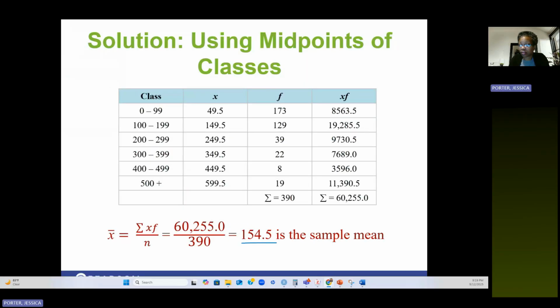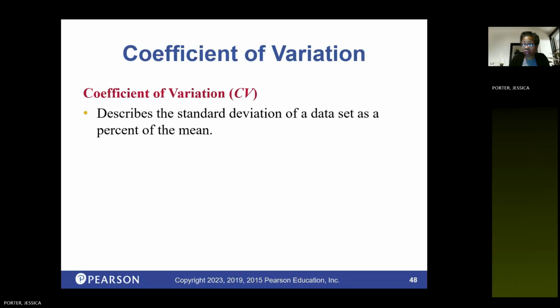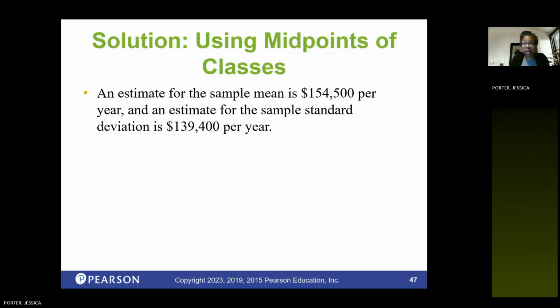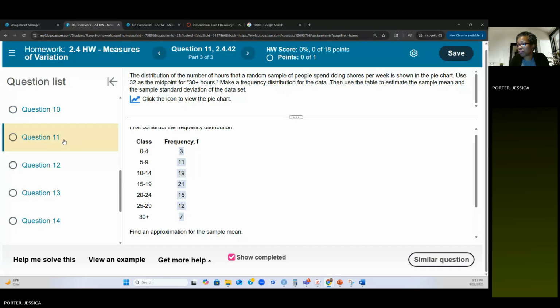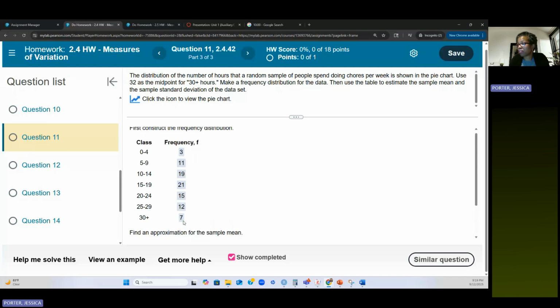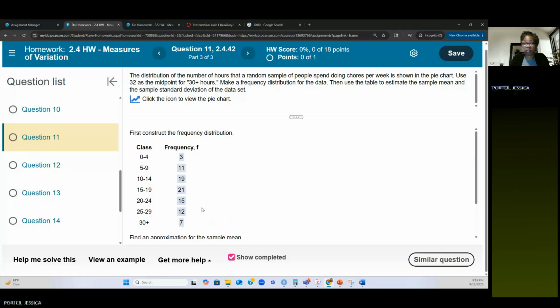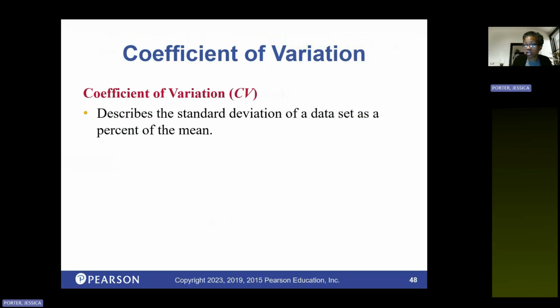Do I have any notes on this? That's it. All right. So question 10 and 11 is the same. Let's see, classes. Find the mean and the approximation for the sample standard deviation. Okay. So there's things we've done already and we've done before. So let's move into coefficient of variation, and then we'll touch 2.5. We won't get all the way through it because it's already 9:20.